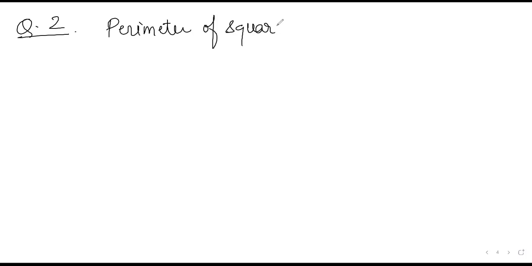Okay, so let us move on to the next question, number 2. Find the area of a square park whose perimeter is 320. Means the perimeter of a square park is given as 320 meter.